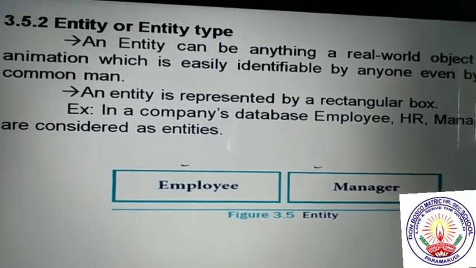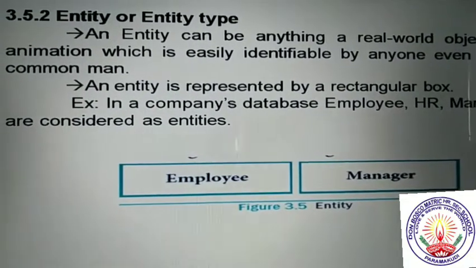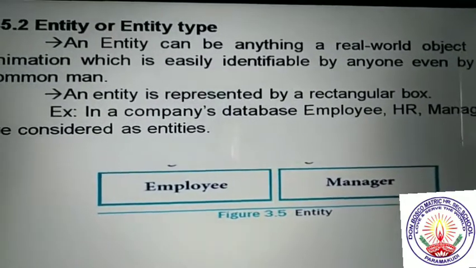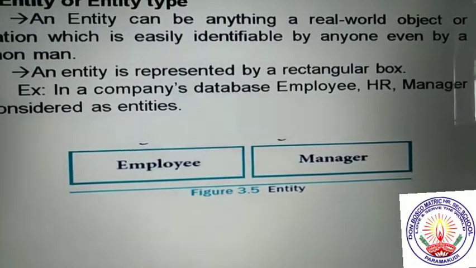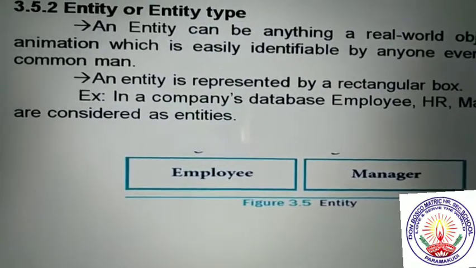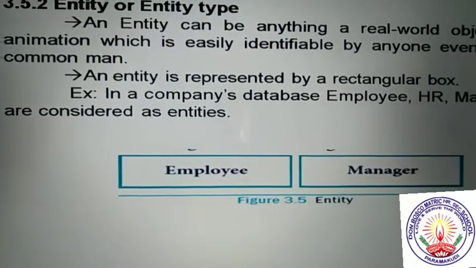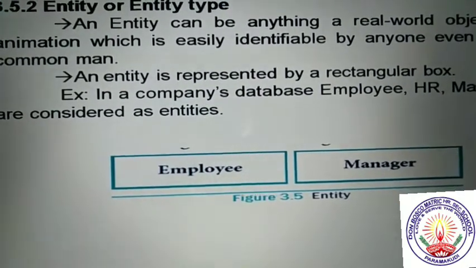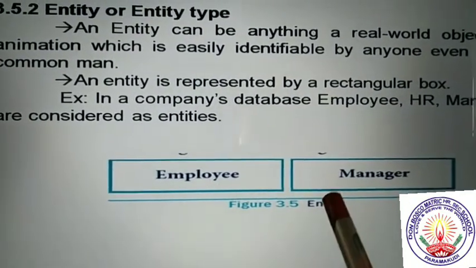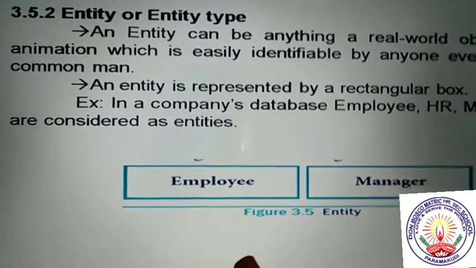For example, consider a company. If you create a company database, we can have different types of entities like employee, department, labors, manager, HR, and so on. All of these are different types of entities in the given database. If you create any entity, you just mention it in a rectangular box. In this example I am using two entities: first, employee, and second, manager. This is the example of entity creation.